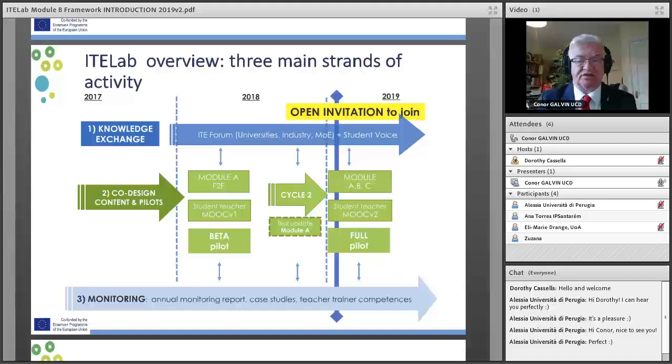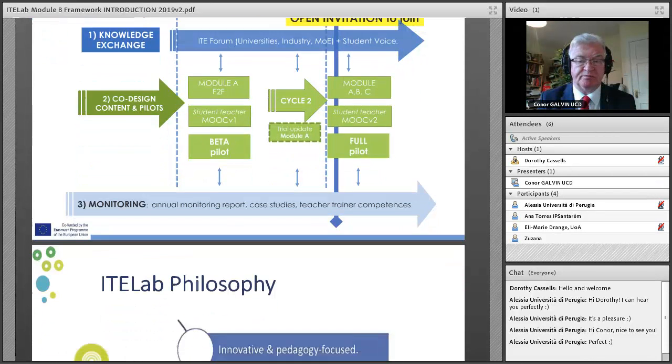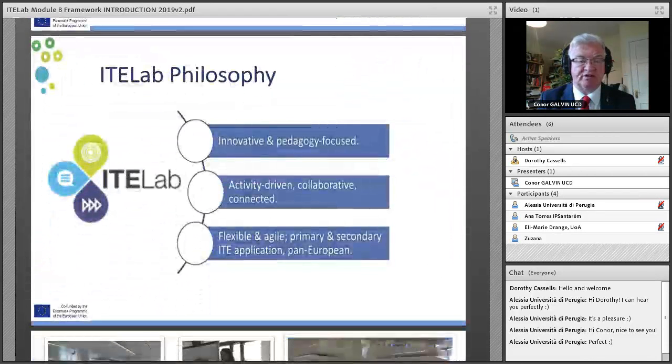The third strand then is to do with monitoring. It involves us less than it would perhaps in Module A, but there will be an evaluation moment at the end of this module also, which connects to the core questionnaires that we're using to evaluate and to monitor the project more generally. So a little bit more about that later on.